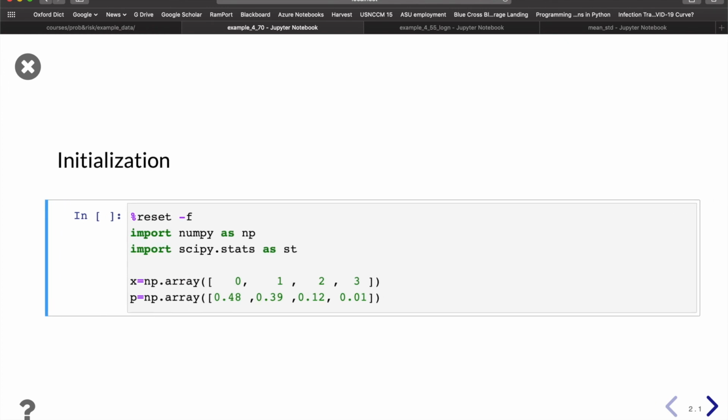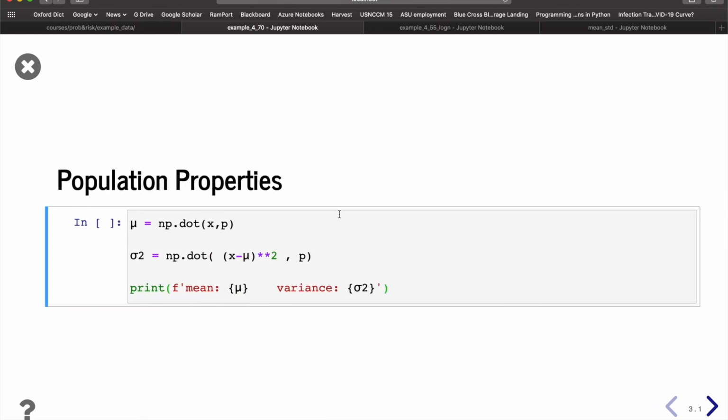So let's start in our Python code. So initially I'm going to reset all the variables, and I'm going to import two libraries, NumPy for the linear algebra part, and SciPy stats as st. So from this library I'm going to use the normal CDF function. So I'm going to define two arrays, one is x and the other one is p, and they are NumPy arrays. So this is the way that we define the arrays. And so let me execute this one. So we execute them, and then let's continue.